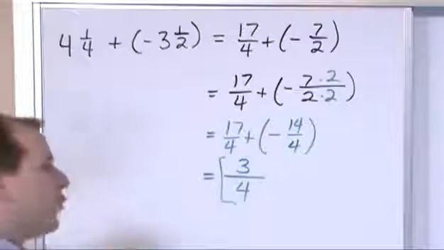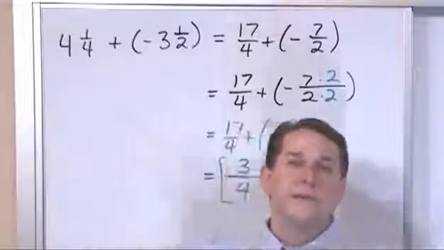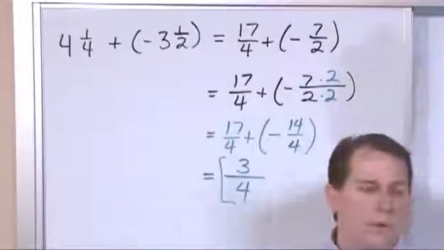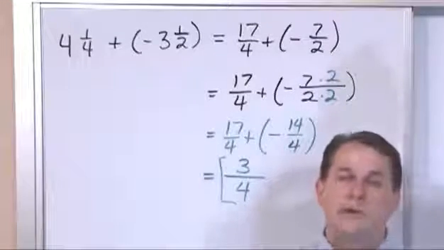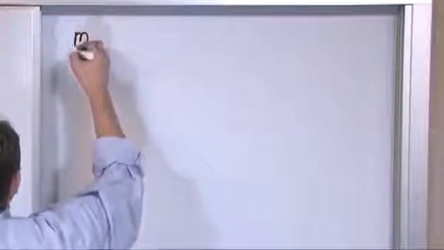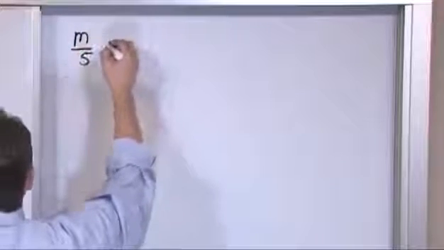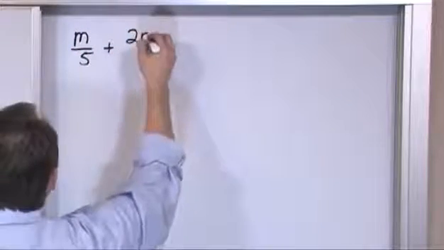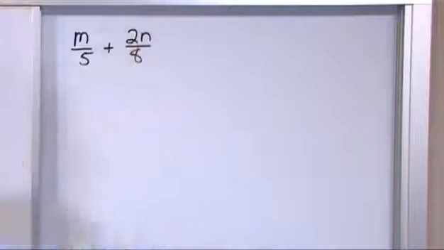And as I said before, a few minutes ago, when you're dealing with this stuff, a lot of times you worry about it if you see a variable in an expression. But let me show you a quick fraction when you're adding them together and you don't have the same denominator. What if you have m over 5 plus 2 times n over 8?